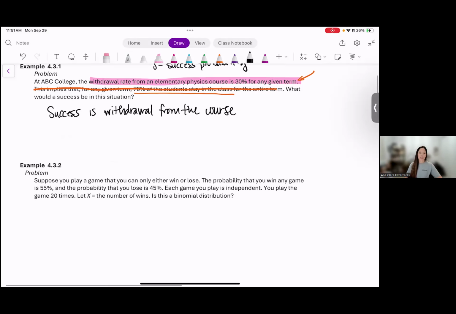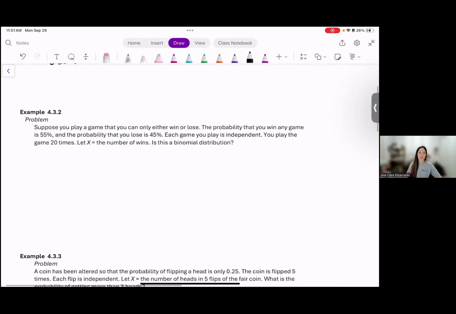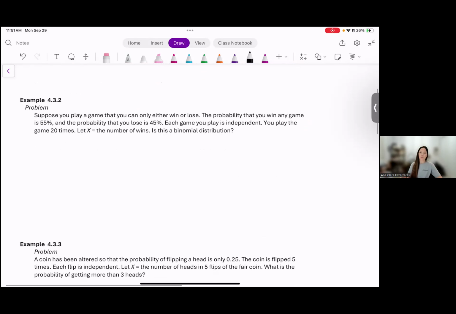All right, let's check. Next example. Suppose you play a game where you can either only win or lose. The probability that you win any game is 55%. The probability that you lose is 45. Each game you play is independent. You play the game 20 times. X is the number of wins.